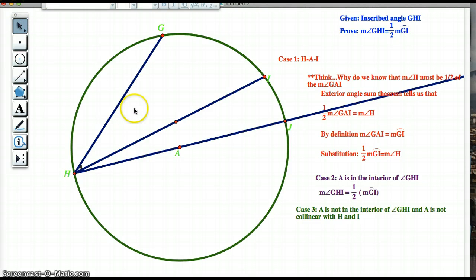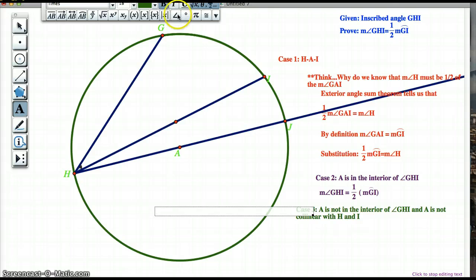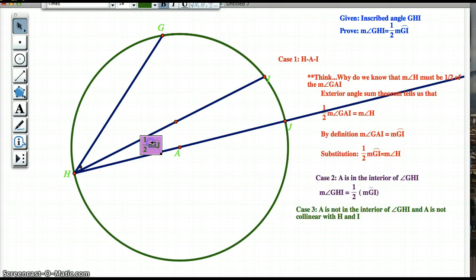So now what do we know? Remember, we're trying to show that GHI is 1/2 of GI, just like we've been trying to show each time. And now what do I know for sure? Well, I know a couple things about these angles because I have an angle right here that has a side that goes through the center of the circle. So I already know this angle is 1/2 of IJ. 1/2 the measure of IJ. So we're going to see this is pretty similar to what we did last time, right? Okay, so that's the measure of that angle.